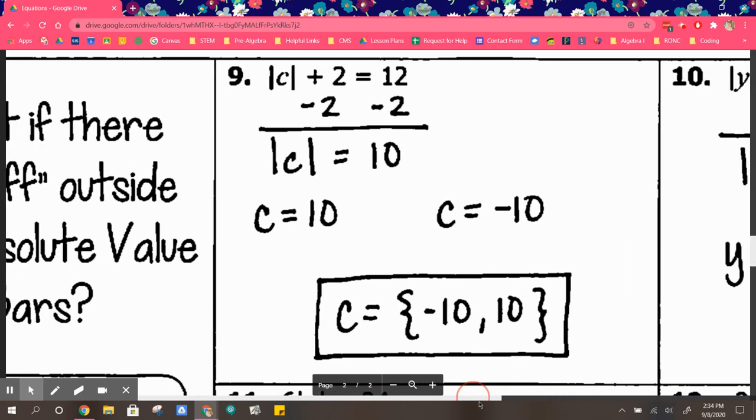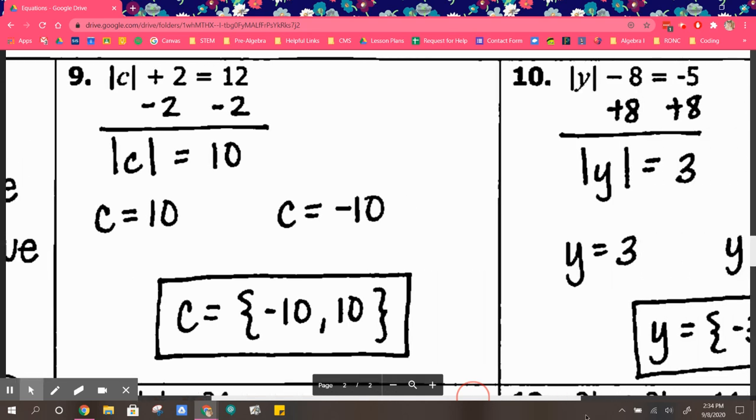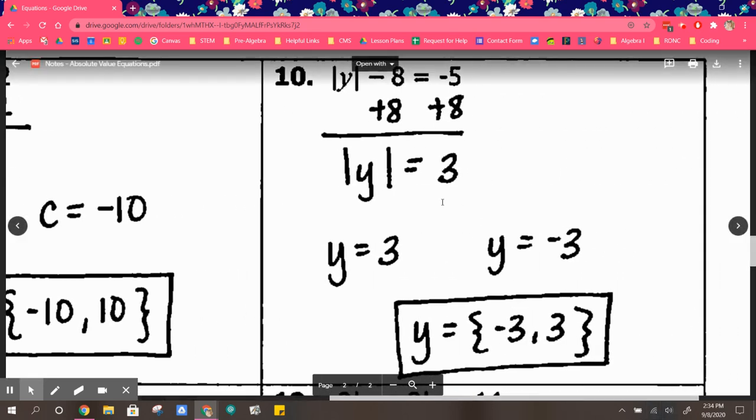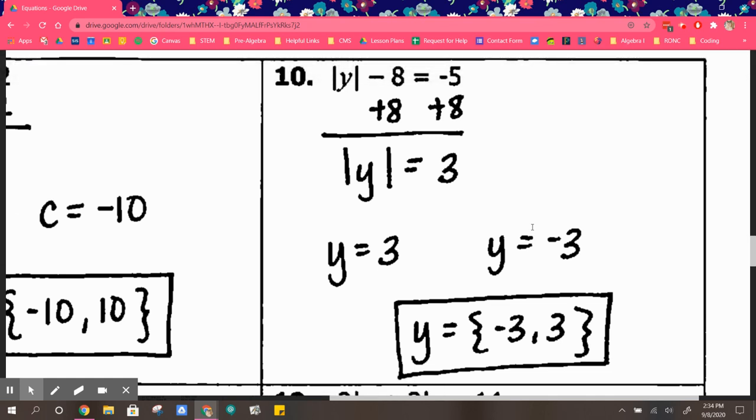Okay, so for number 10, same idea. We've got the absolute value of y minus 8 equals 5. So the first step is to get rid of that -8. And we do that by adding 8 to both sides. So we have the absolute value of y equals 3. And then you take the inside stuff, which is the y, set it equal to the opposite and the positive version of 3, so -3 and +3. And when you get your answer, you have y equals braces, -3, comma, +3.